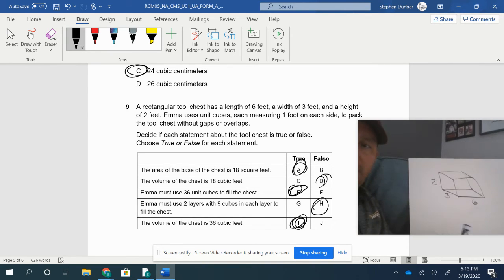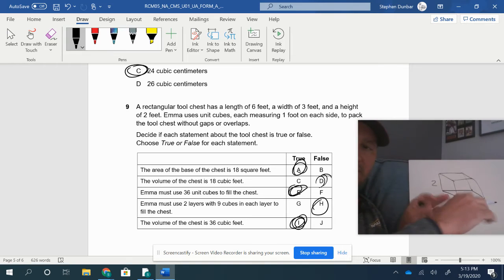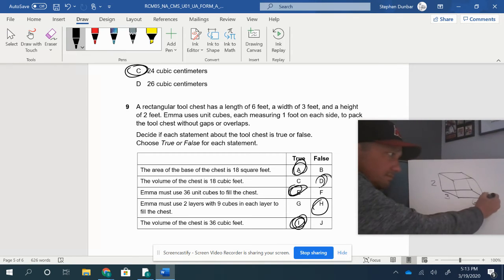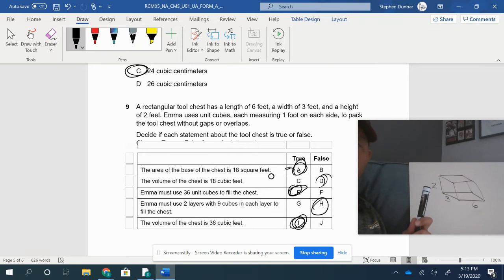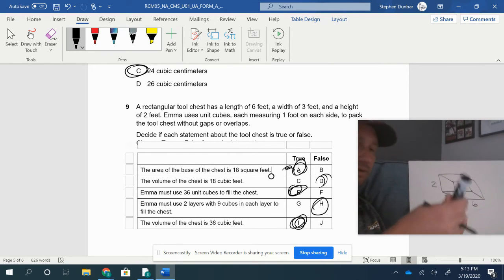And okay, so we have the first question, the area of the base of the chest is 18 square feet. So the base is going to be that bottom of the chest. So we have 6 times 3, that is going to be 18 square feet. So yes, that was true. The volume of the chest is 18 cubic feet. The only way that the volume could be 18 cubic feet if the area of the base is 18 is if the height was 1, and the height is 2. So that is a false statement.